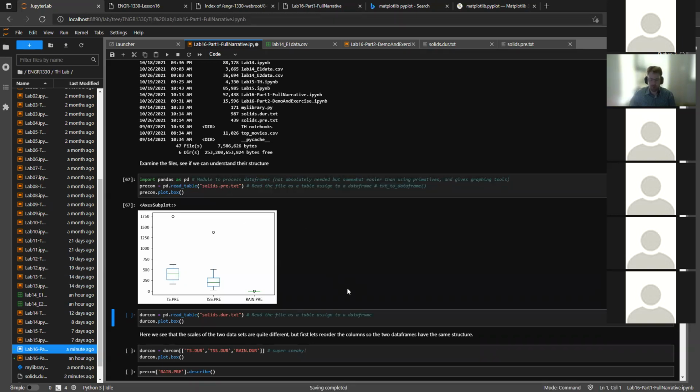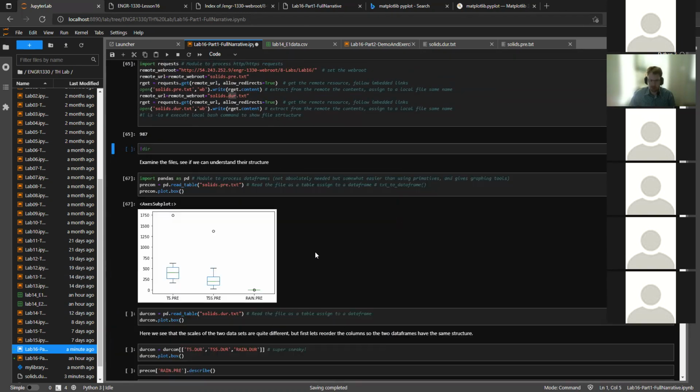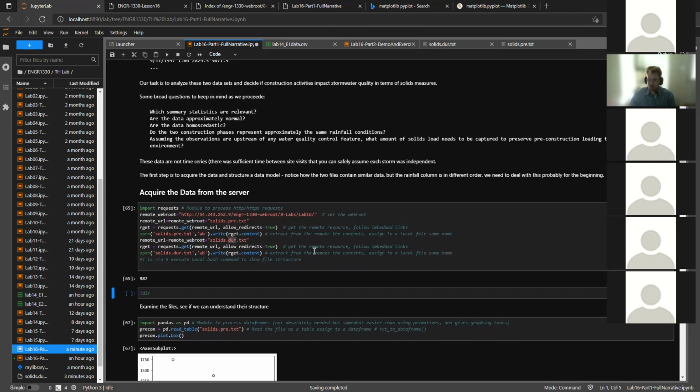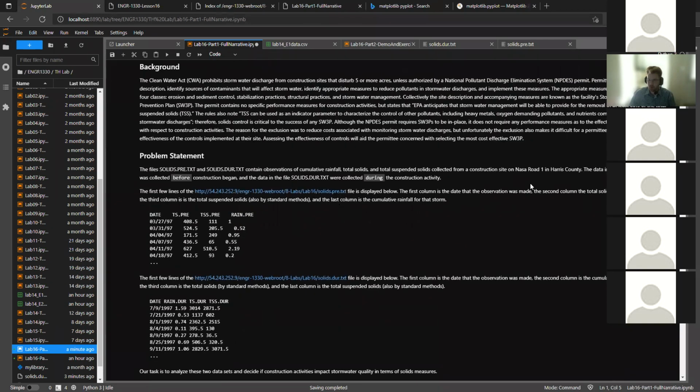Okay, so this is the beforehand measurements. Now, what were our column values? I'm going to get rid of this. Clear that. What were our column values? Let's see. We got the total rainfall. We've got the total solids, and then the total suspended solids.